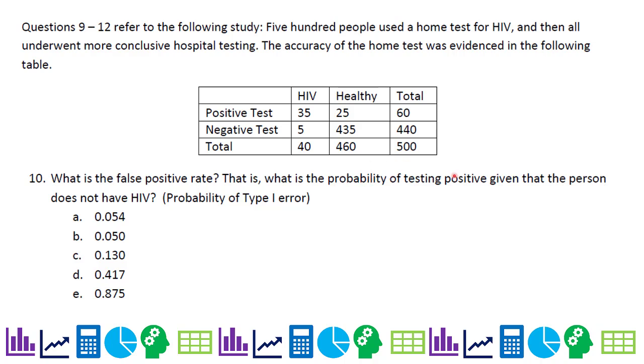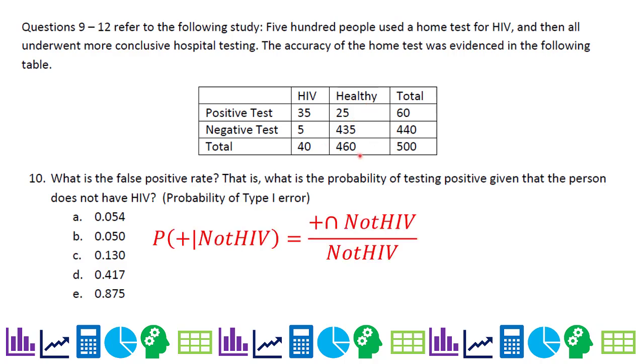Number 10, what is a false positive rate? That is, what is the probability of testing positive given the person does not have HIV? So we're in this column right here. So probability of positive given not HIV is positive and not HIV. So that would be the 25 up here over the 460, or basically 0.054.